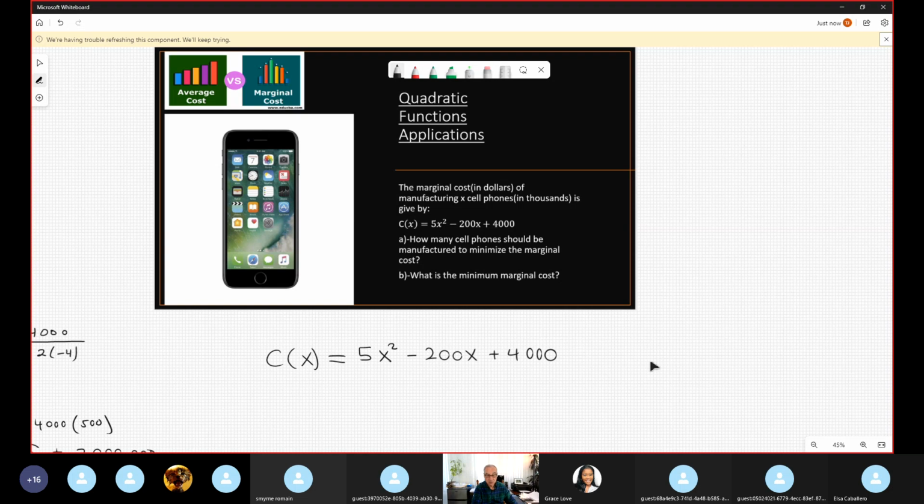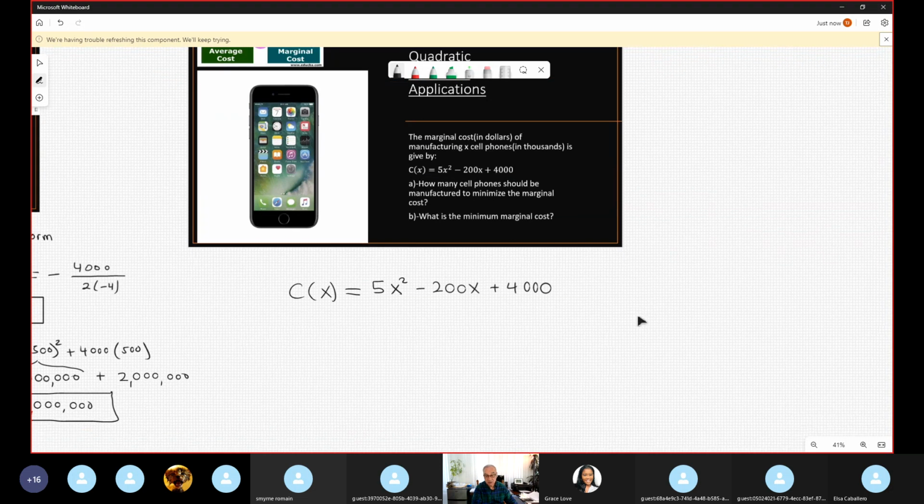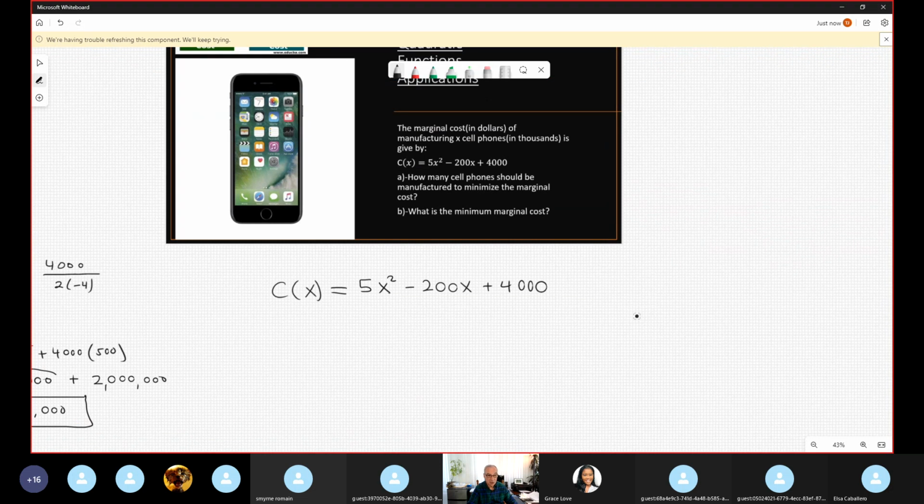Es parábola, ¿no? It's expressed in standard form, I guess. And I saw that A is 5, B is negative 200, and C is 4,000. Entonces, this parabola, in what direction does it open? Open up or open down? Up. If it opens up, in the vertex we have a minimum, which I need, because I need to minimize the cost.